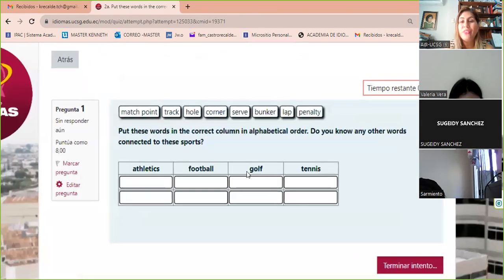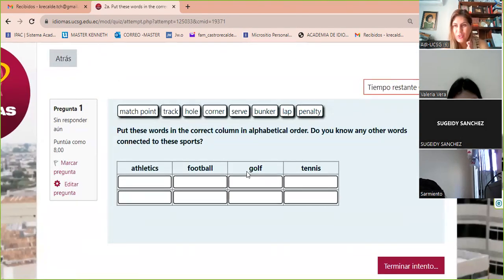So these are words that are connected to sports. Let me see how much you know about sports. We have match point, track, hole, corner, serve, bunker, lap, penalty. So maybe boys, some of you girls also can help me with this vocabulary related to sports. For example, I know track is with athletics.